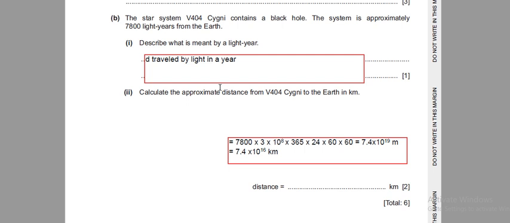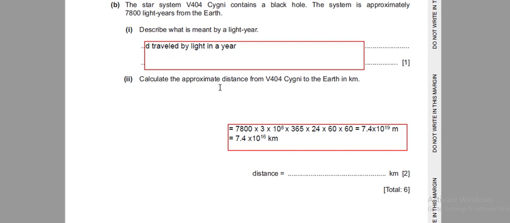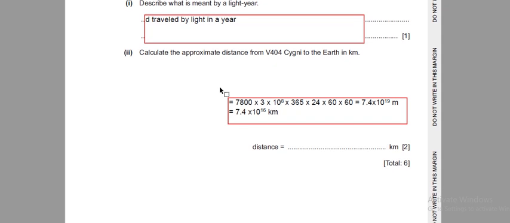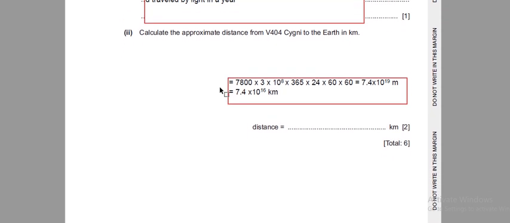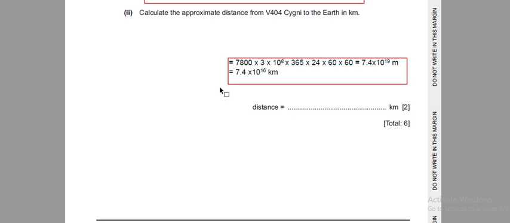Some star systems contain a black hole, and it is 7,800 light years from Earth. What is meant by a light year? The distance traveled by light in a year. Calculate this number of light years, but in kilometers.